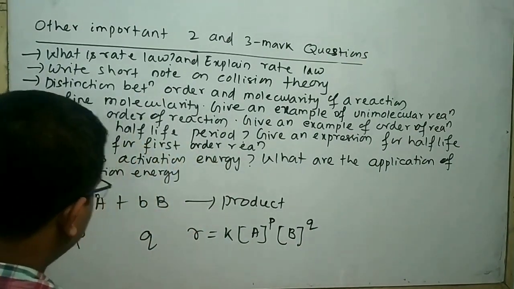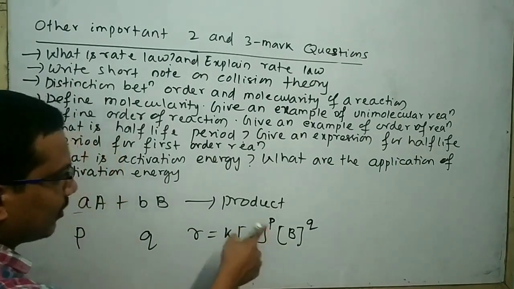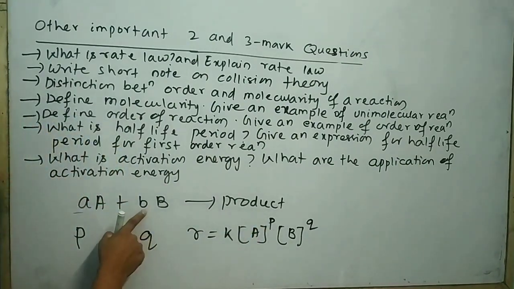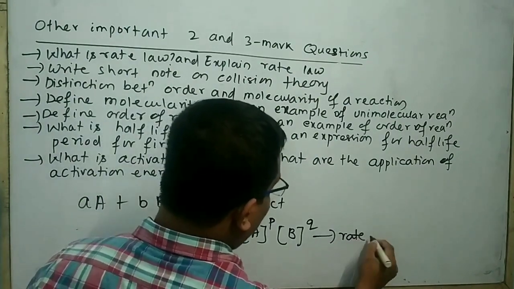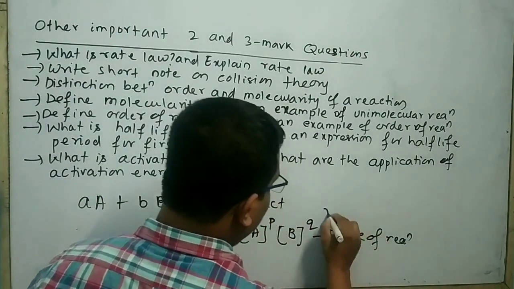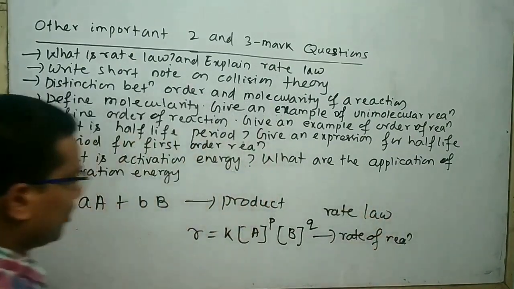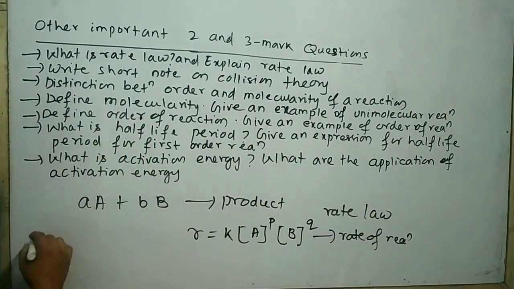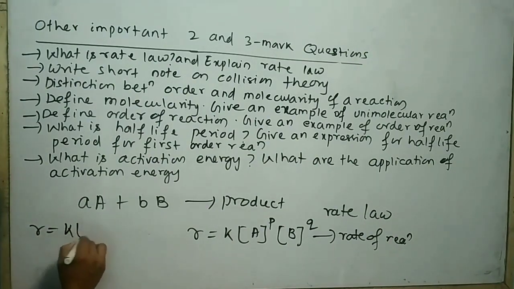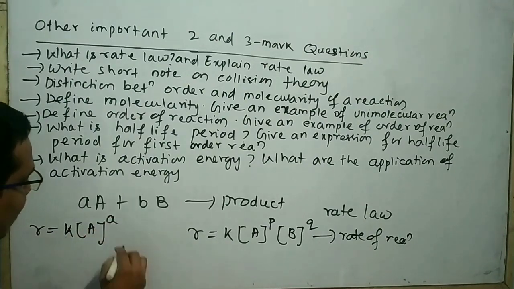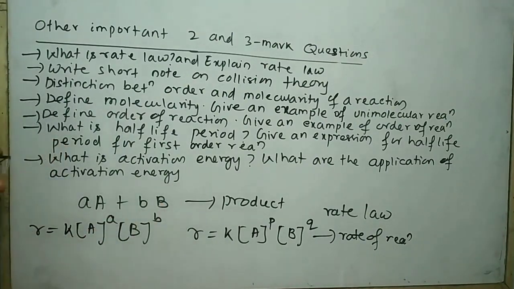Remember an important point: here a equals p or not equal to p, and b equals q or not equal to q. That means the a and b values may or may not be equal to p and q respectively. This is called the rate of reaction according to rate law or rate equation. Suppose I apply the law of mass action, then the rate of reaction can be written like this: R is equal to K into concentration of A power a into concentration of B power b.